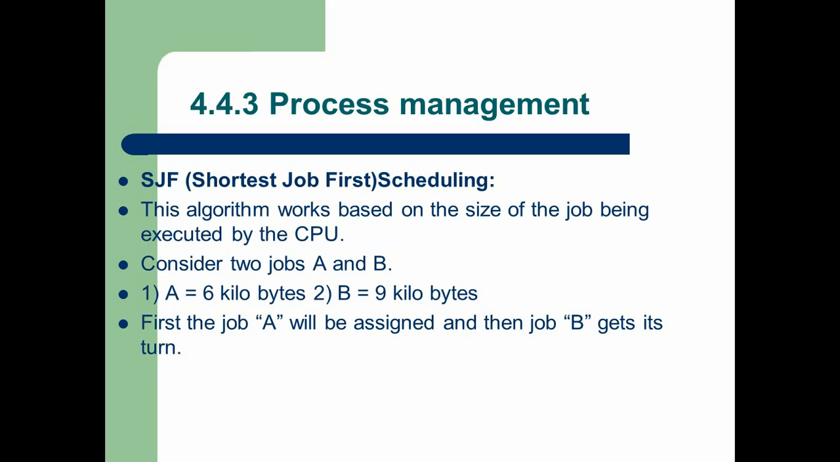For example, here you can see there are two jobs. Here jobs refer to application software A and B. If job A is 6 kilobytes and job B is 9 kilobytes, then the processor will process A first and then B, because A is smaller than B based upon the size. If the B capacity is less than A, then the processor will execute B and then A. This type of algorithm is called SJF. It means shortest job first.